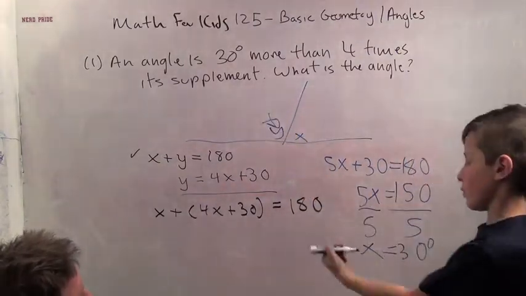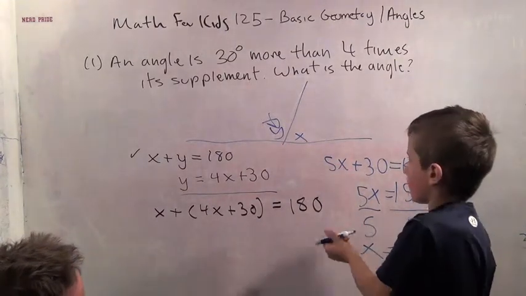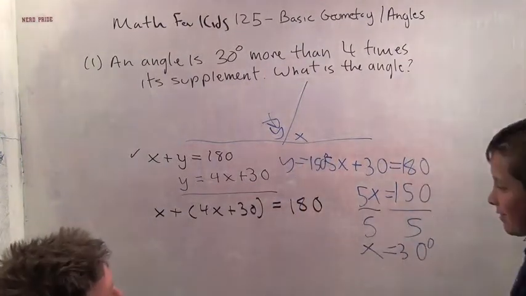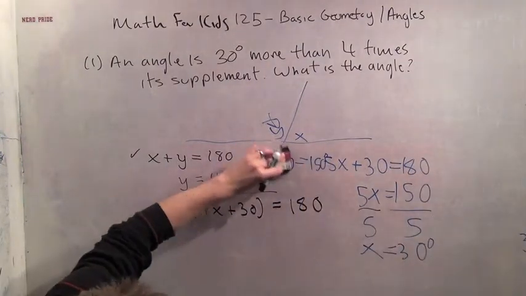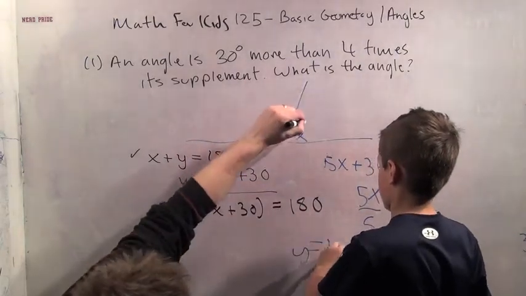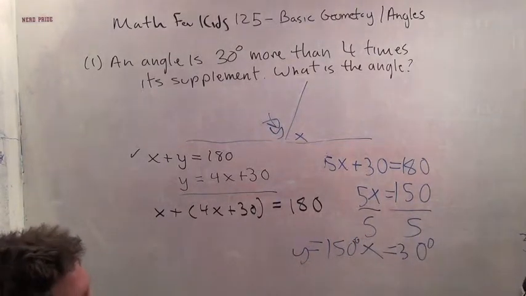Okay. So y is 150 actually. How do you figure that out? Because 30 plus 150. Oh, wait a minute. Don't write it there. That's not a really great place to write it. Okay, so you know that x equals 30. And how do you know y equals 150? Because 30 plus 150 is 180.